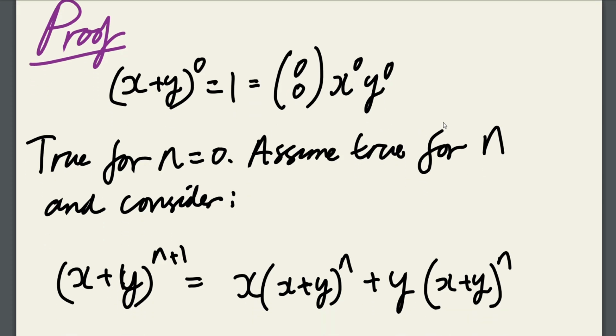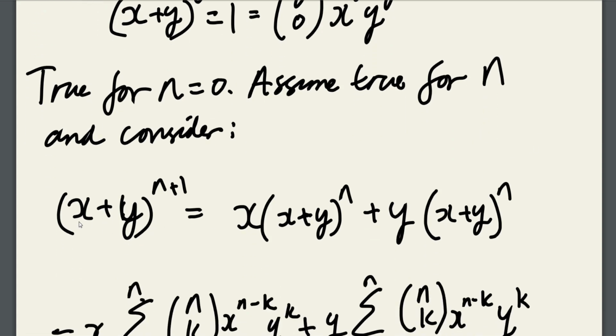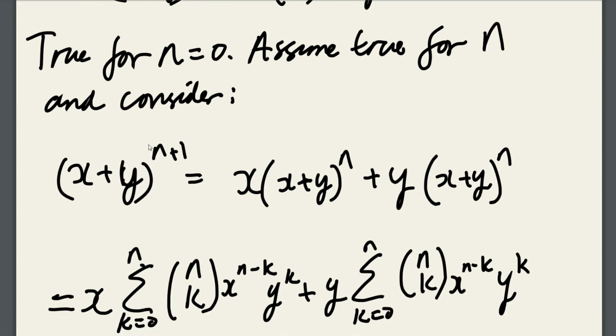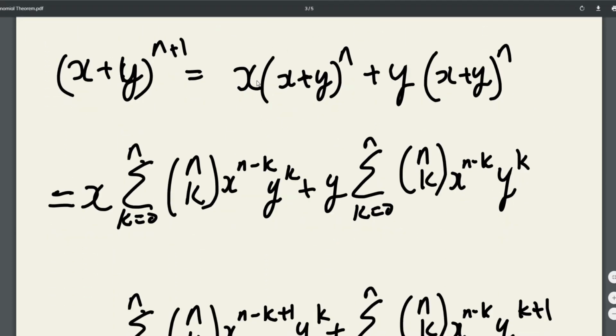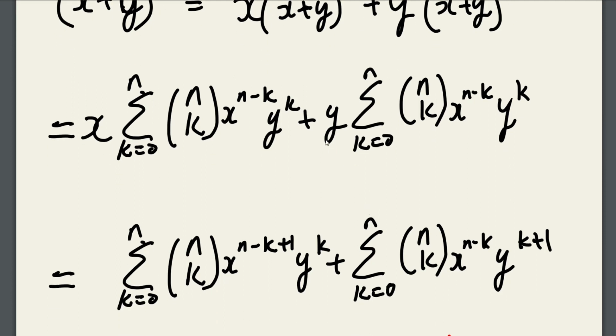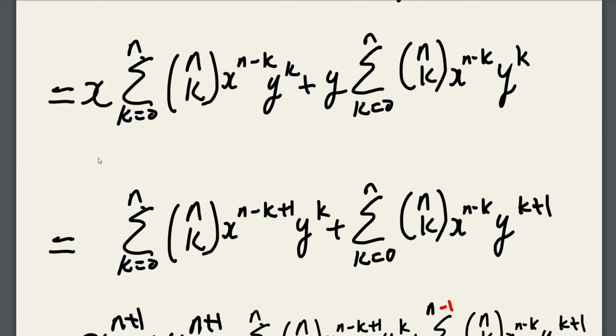Now, let's assume it's true for some n in the natural numbers, and consider (x + y)^(n+1). Taking one of these terms and splitting it in two, we get that this is equal to x times (x + y)^n plus y times (x + y)^n. Now, we can use our assumption here and write these terms as stated in the binomial theorem. Then we can absorb this y and this x into their respective series. So we end up with the following.